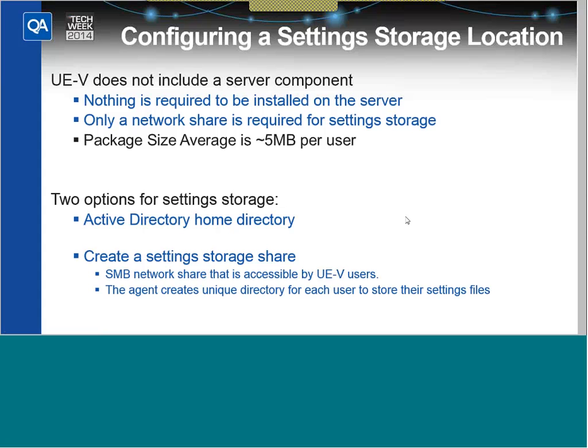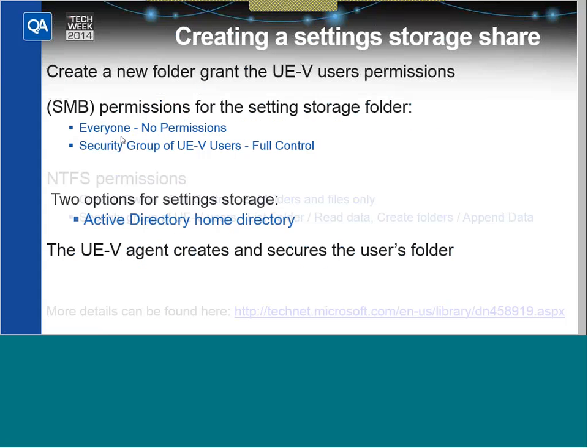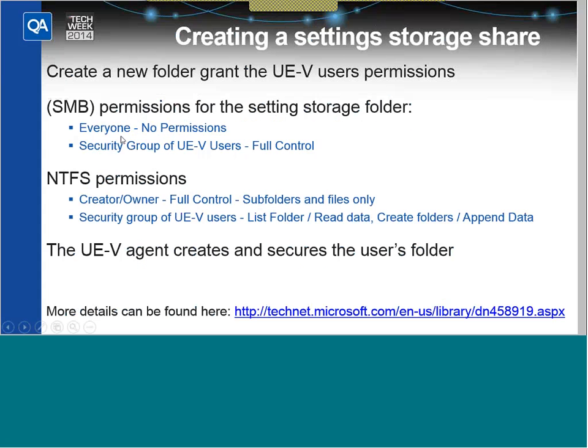Now, when creating the settings storage share, if security is a concern to you, and it should be, then the SMB settings should not be accessible by all users. Microsoft do have on their TechNet the actual permissions that we need to set. In fact, I've got them on the slide here. The SMB permissions should be, everyone should be set for no permission at all. We should set up a security group for UEV users and grant them full control to the SMB share.